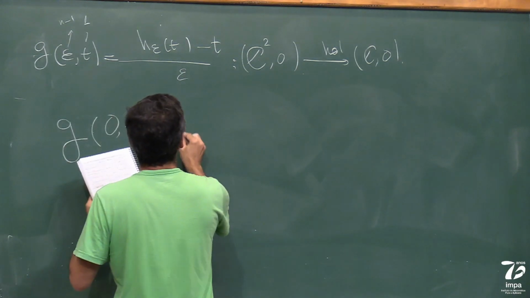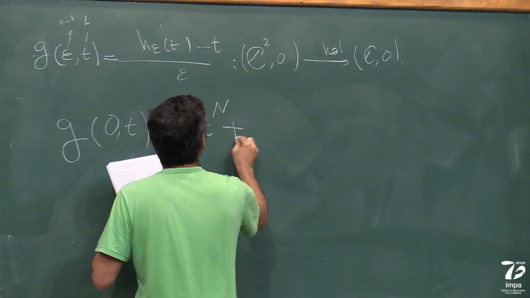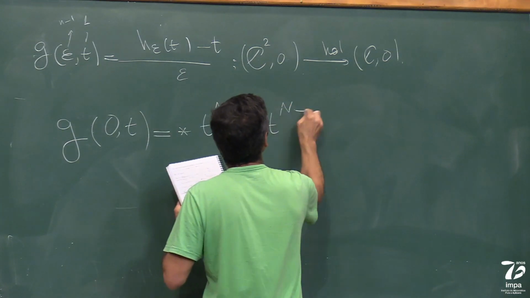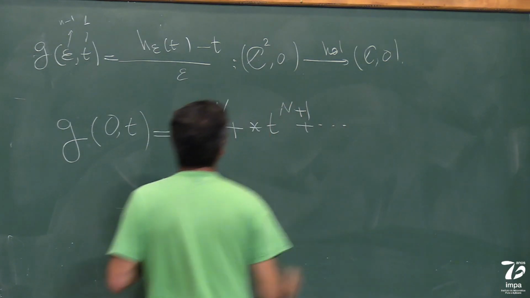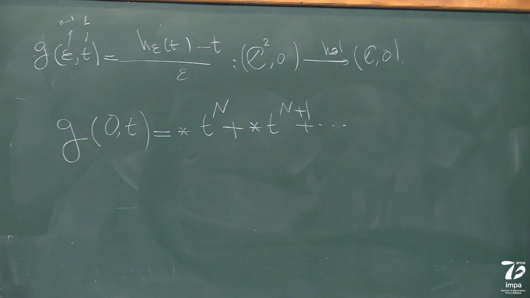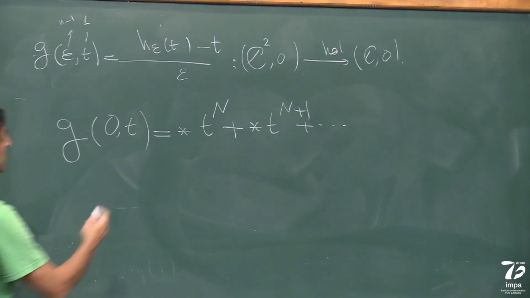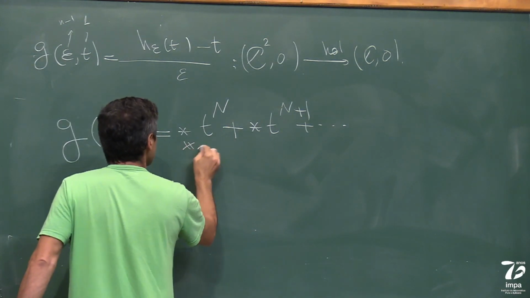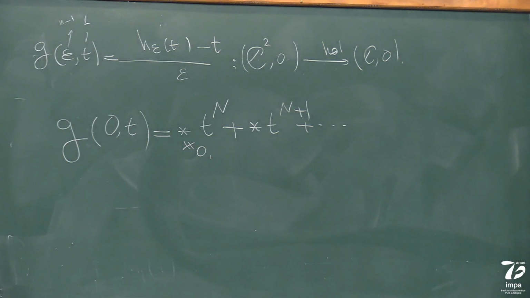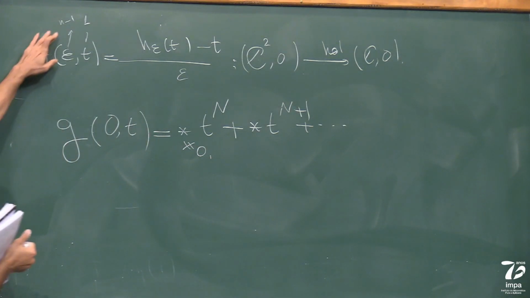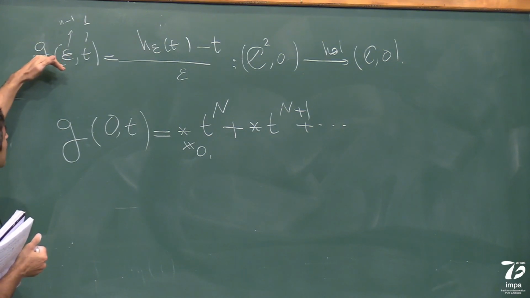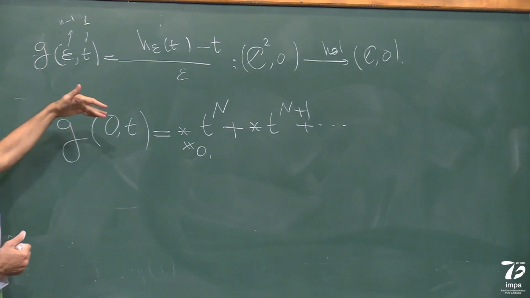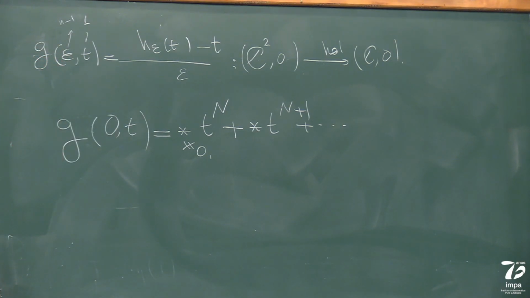It starts like this: t to the n plus some coefficient times t to the n plus 1, and so on. So as a function in one variable, it has multiplicity n, so this is not equal to 0. The idea is that putting back these n minus 1 variables again, these n zeros will not disappear.